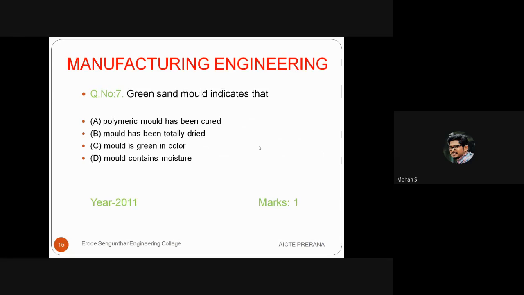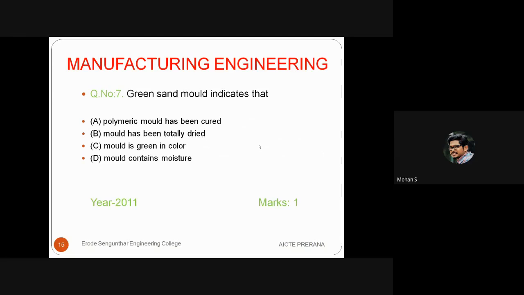Option A, polymetric mold has been cured. They are asking about what is the meaning of green sand. That's your first option. Next option is option B: mold has been totally dried. The third option is mold is green in color. Then the last option is mold contains moisture.